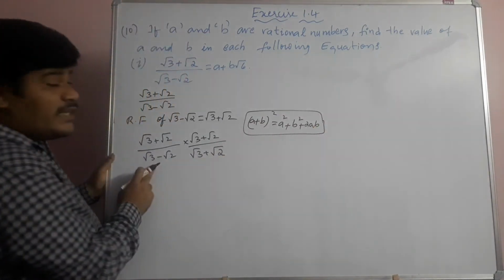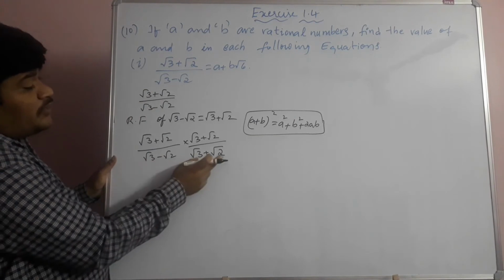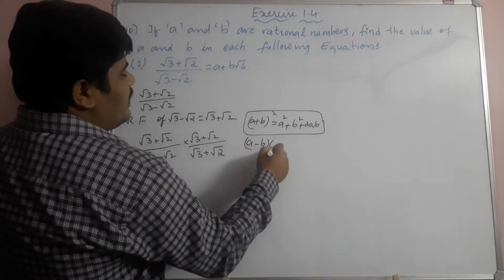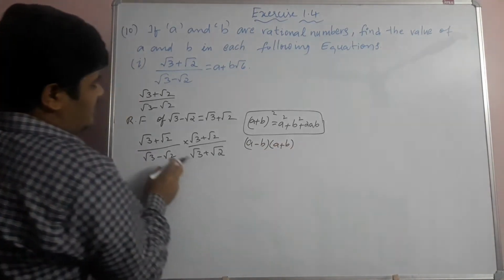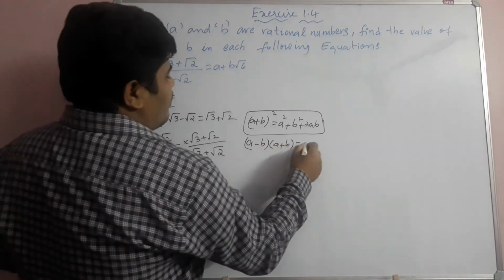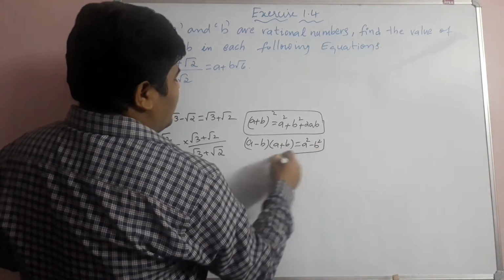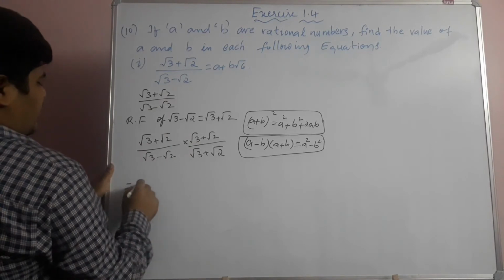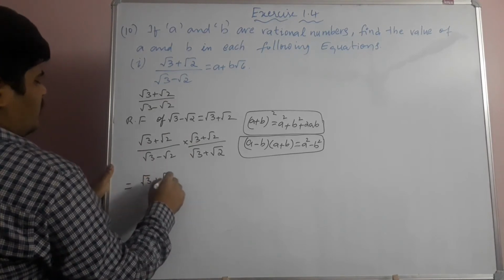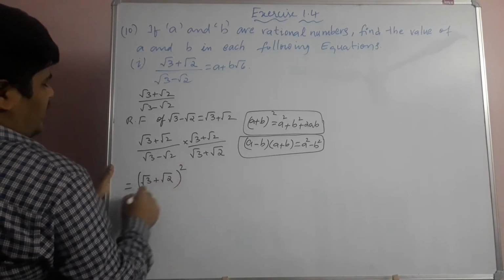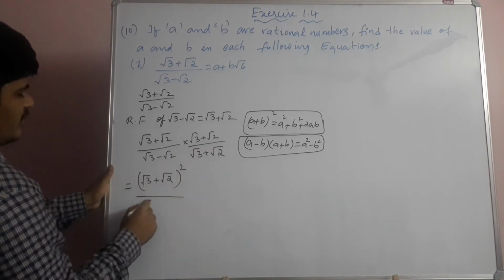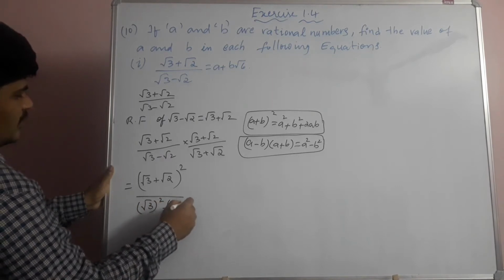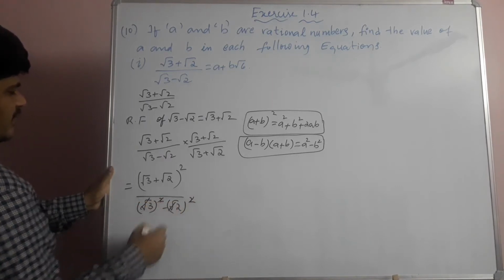And the denominator is in the form of a minus b into a plus b. Okay, so a minus b into a plus b is equal to a square minus b square. Okay, and students, here the numerator we can write as (root 3 plus root 2) whole square, and the denominator we can write as root 3 square minus root 2 square. Okay, square root cancel, fine.